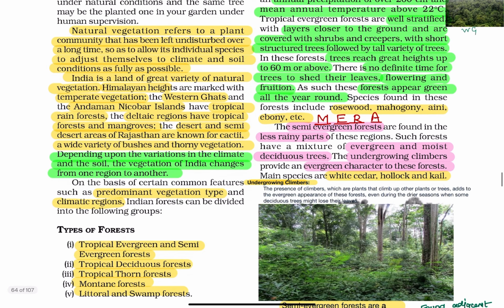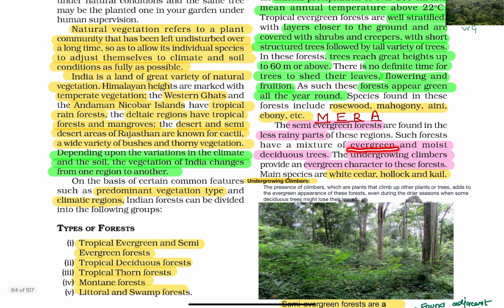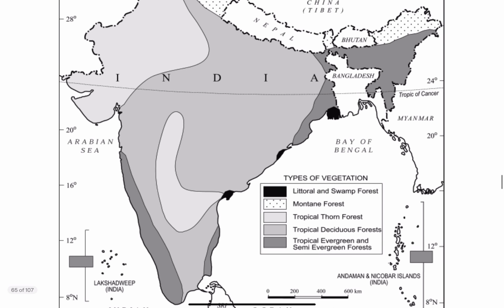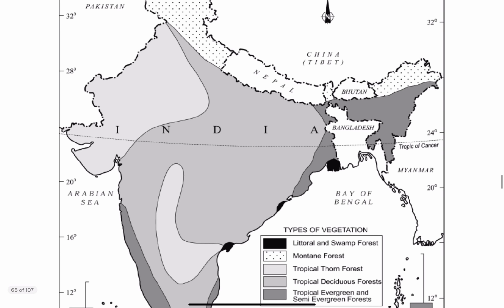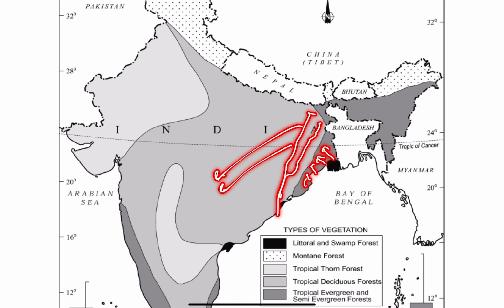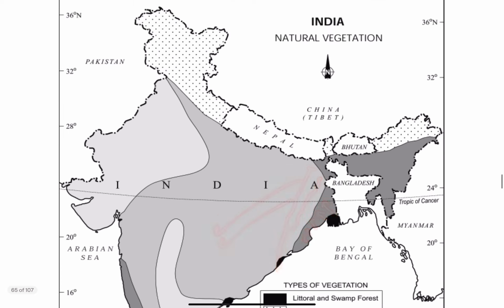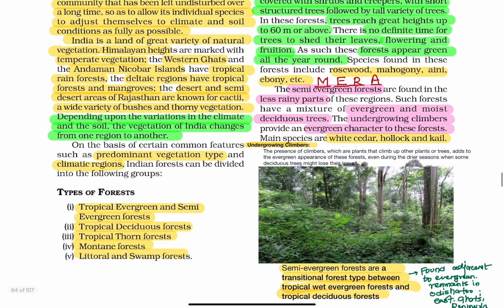So as it is mentioned here, it has a mixture of evergreen from the top, and moist deciduous forest. If you move here, it's very beautifully given here. So this is the criterion of semi-evergreen. You can find some evergreen trees, and here the moist deciduous also. As you move inside, you'll find the dry deciduous, but here in the coastal regions you'll find the moist deciduous. So it includes the mixture of evergreen and moist deciduous trees.